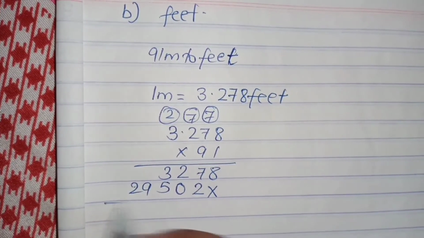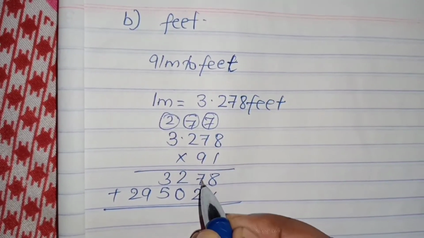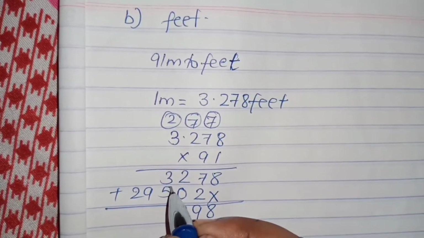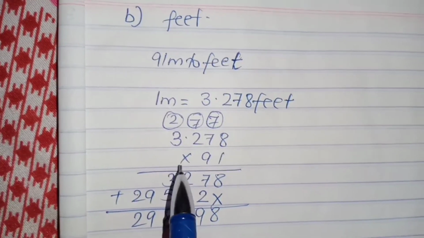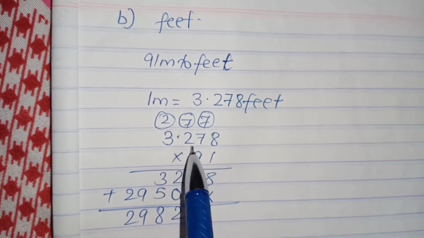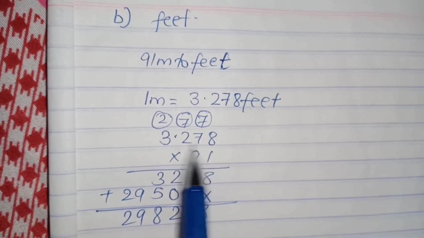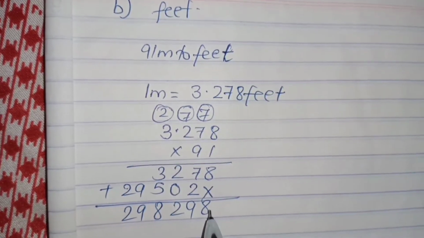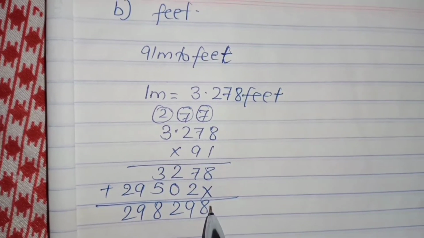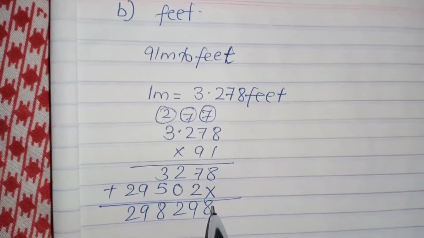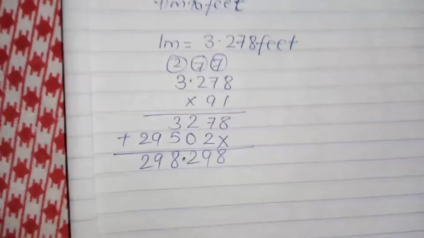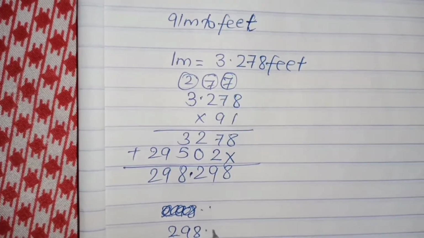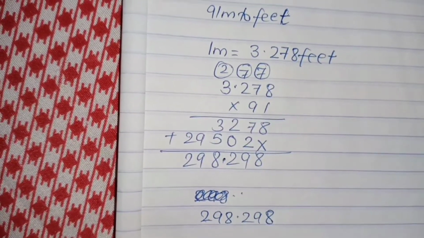29. Now let's add. So 8 7 8 9 2. 5 plus 3 is 8, 9 2. So after adding we got this. Now here you can see the decimal. So after how many digits is the decimal point? After 3 digits. 1 2 3. So from here we will take 3 jumps. 1 2 3. So here we got the point 298.298.